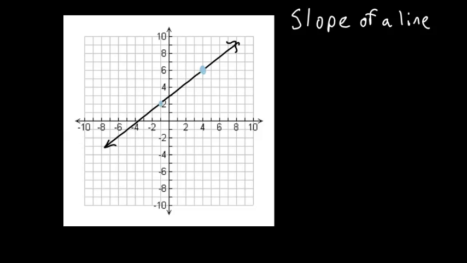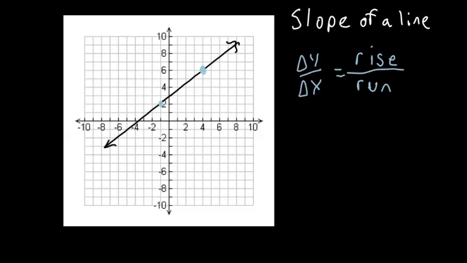So to find your slope of the line, it's always going to be your change in y over your change in x. And the way you can think about that is y goes up and down and x goes left and right. So you're going to rise, so how much you go up or down, over how much you run going side to side.